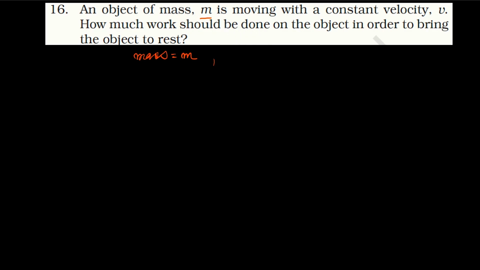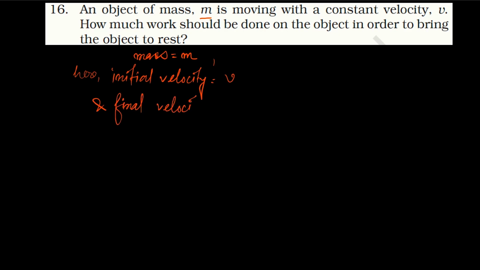Okay, let me do one thing. I will just remove this velocity part. I will write it a little differently, for your convenience. I will write here initial velocity. I will consider initial velocity as v because it has started from there. You can consider that, and final velocity. Okay, what will be the final velocity? Can anyone tell me that? See what is written here. The object has to be brought to rest. That means the final velocity will become how much? 0. Right? And here mass is given.